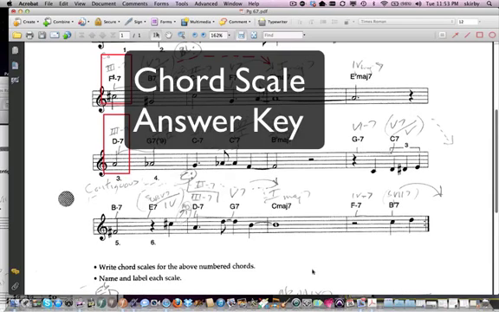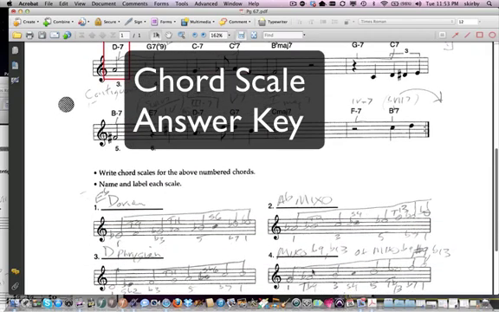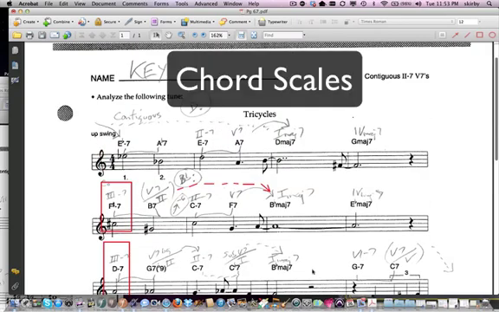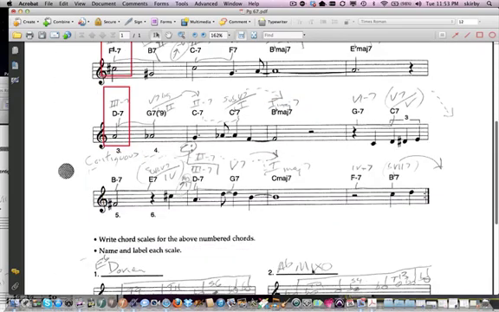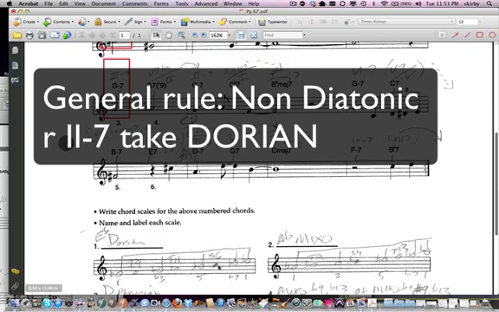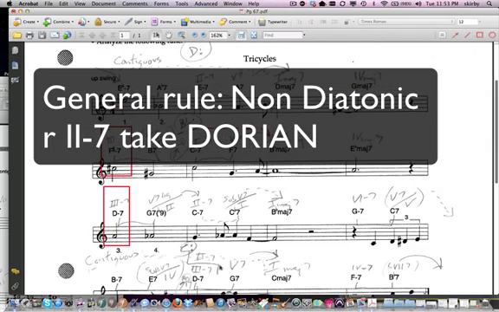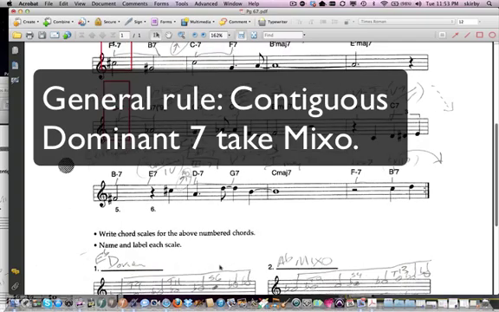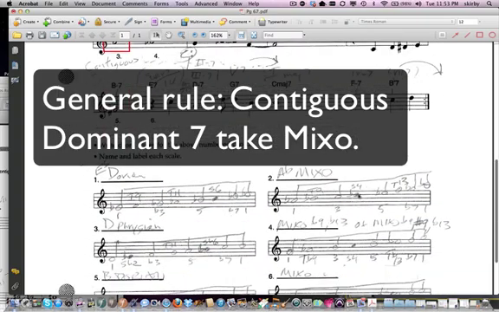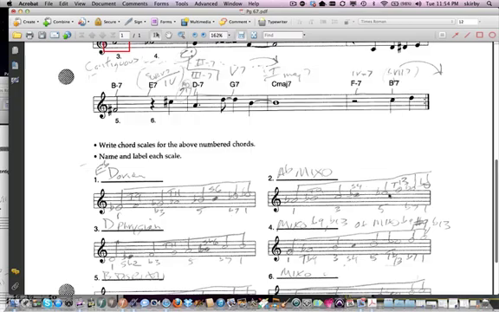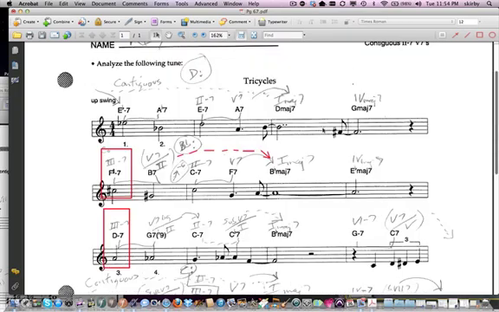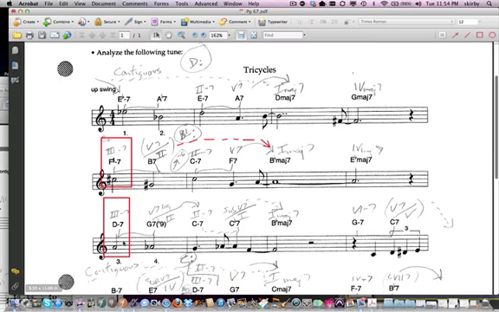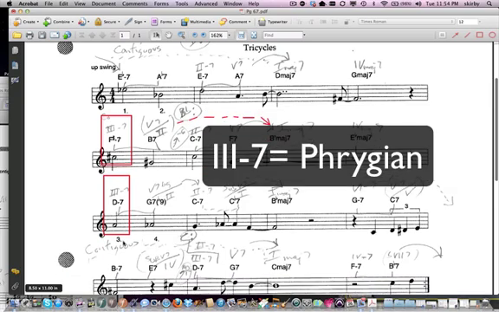We should discuss the chord scales. So now that we've got our analysis, we've got chord number 1, related 2 chord, non-diatonic minor 7 chord. As usual, Dorian is the chord scale. Number 2, contiguous 2-5 in a 2-5 relationship. Mixolydian is the default chord scale there, as long as the melody agrees with that, which it does. Chord number 3, which is down here, it's functioning as a 3 minor 7, so as usual, Phrygian.